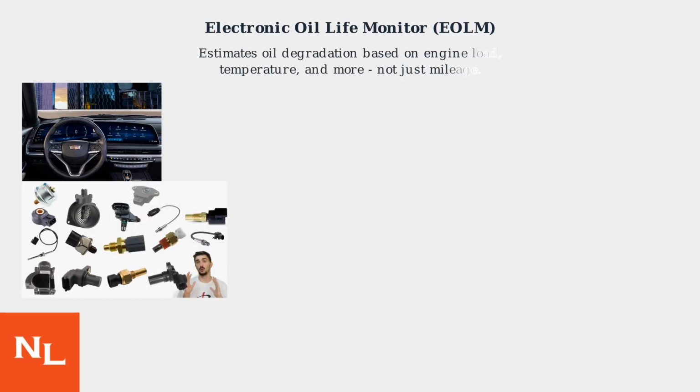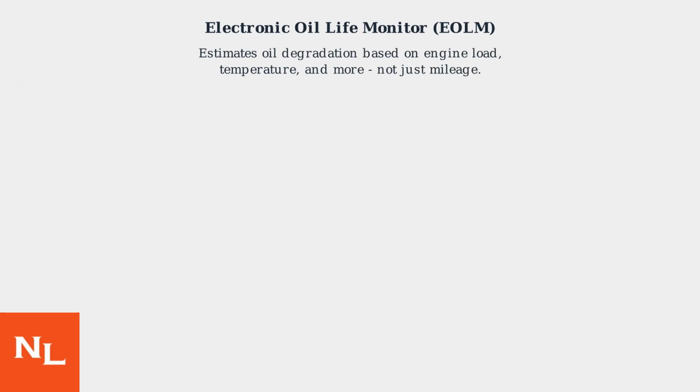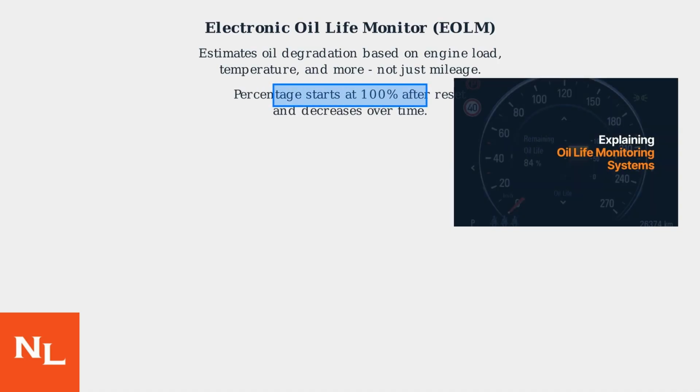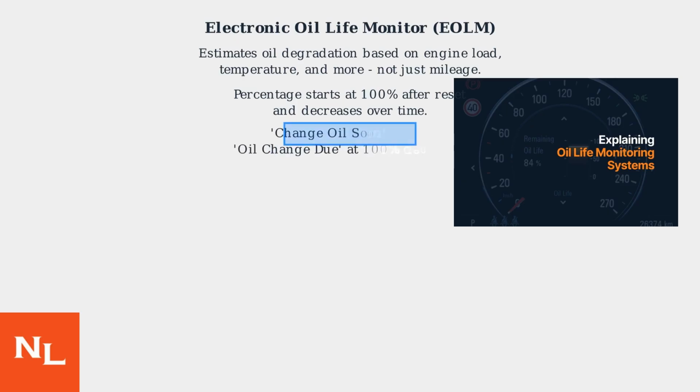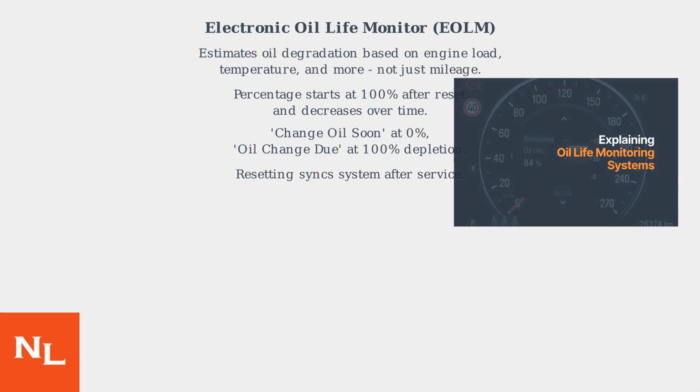The 2024 Cadillac XT4 uses an electronic oil life monitor, or EOLM, to estimate when your oil needs changing. This system monitors oil degradation based on factors like engine load and temperature, not just mileage. The oil life percentage starts at 100% after a reset and decreases over time as you drive. At 0%, you'll see a Change Oil Soon message, which changes to Oil Change Due when it reaches 100% depletion. Resetting the system syncs it after an oil change, ensuring accurate future monitoring.